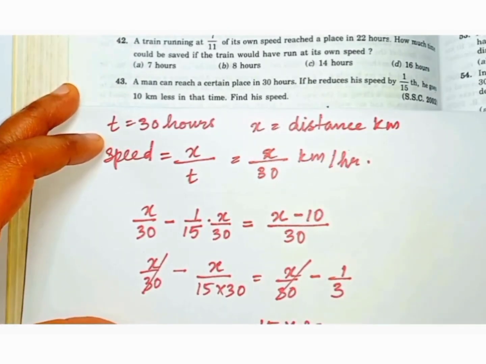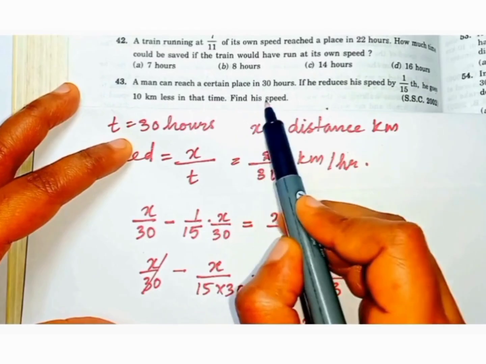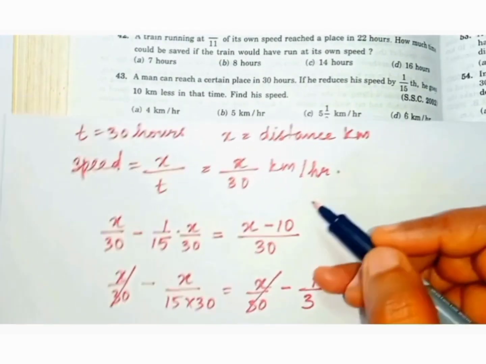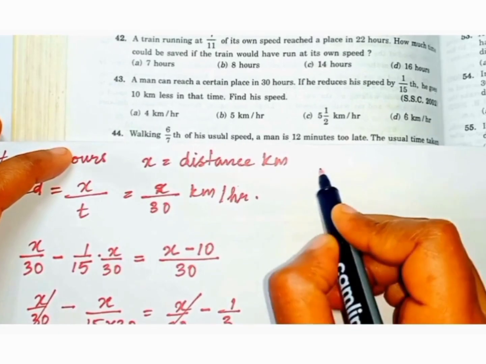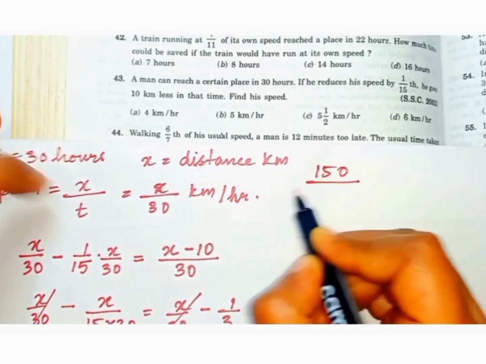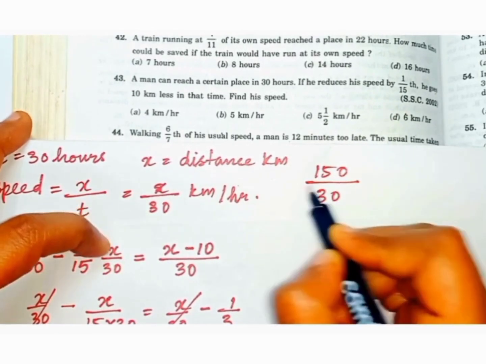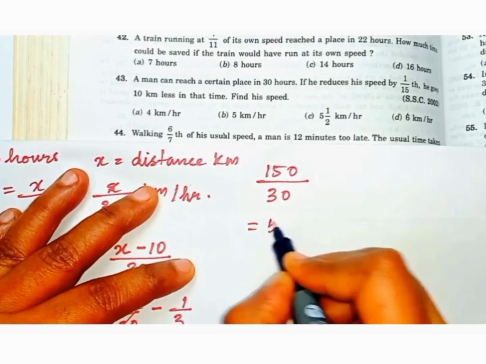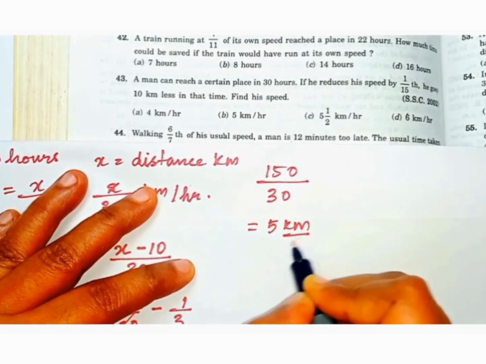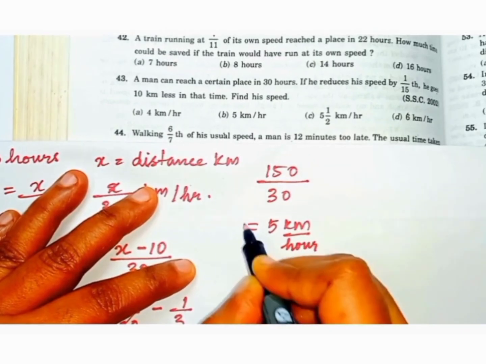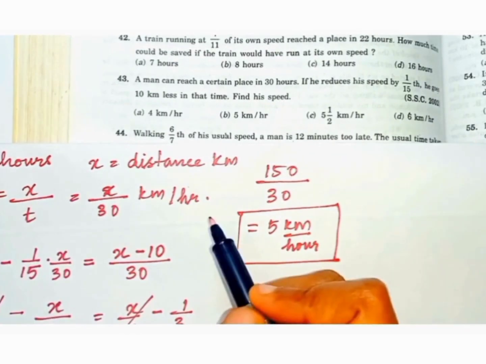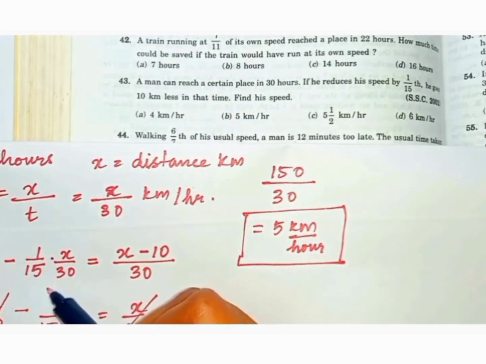Remember, we have just found distance as 150 kilometer, but what is the question? Find the speed. What would be the speed? Speed would be 150 by 30, which would be 5 km per hour. This would be your answer for the reduced speed of 1/15 from the original speed.